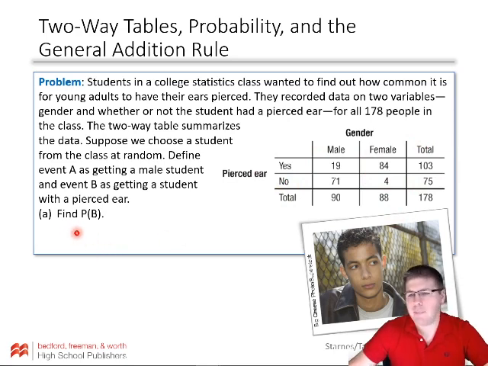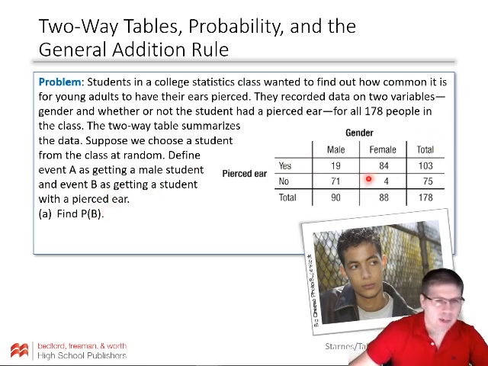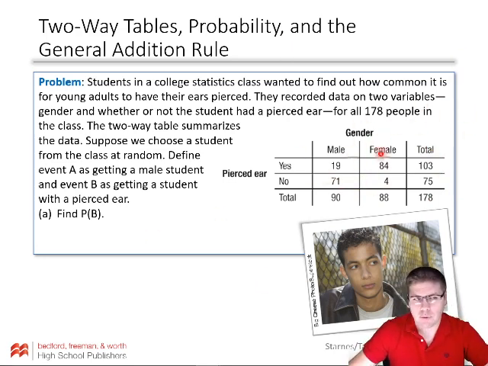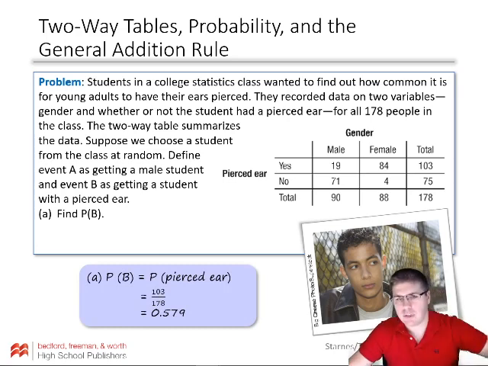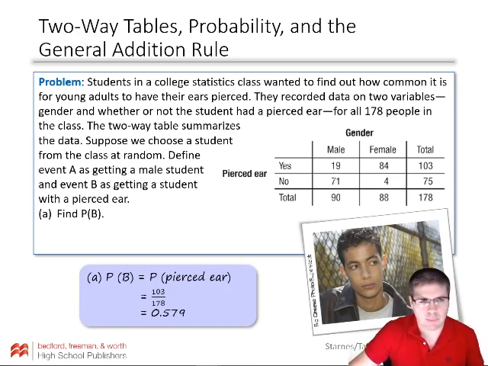So they want to know, find the probability of B. B was the event that the student has a pierced ear. So we're just focused on whether or not they have a pierced ear. This is like the marginal relative frequencies we had, along with conditional and so on. So this is a marginal relative frequency, actually. To find the probability of B, pierced ear, there are 103 pierced ears out of 178 possible in our sample space. And again, we're choosing at random, so all the students are equally likely to be chosen. So there's our probability, 0.579, or a 57.9% chance.